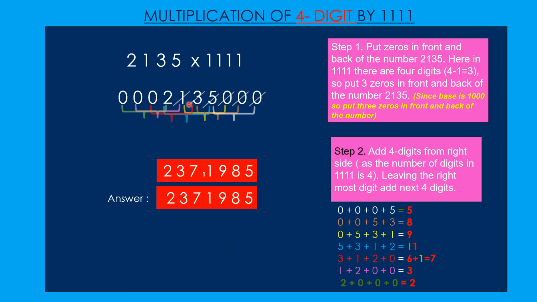Now you leave 3. Then you add 1 plus 2 plus 0 is 3. And then you leave 1 and then you add 2 plus 0 is 2. So this is your final answer. So this was an example of multiplication of 4 digit by 4 ones.